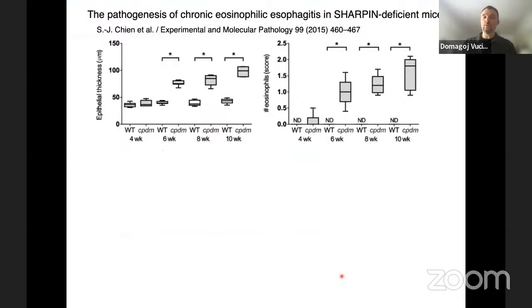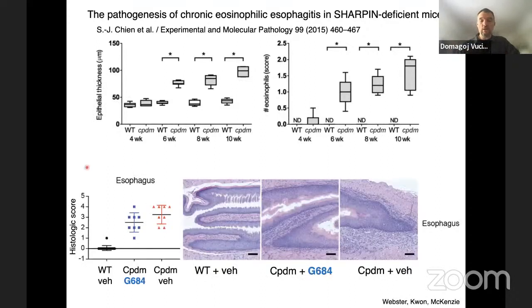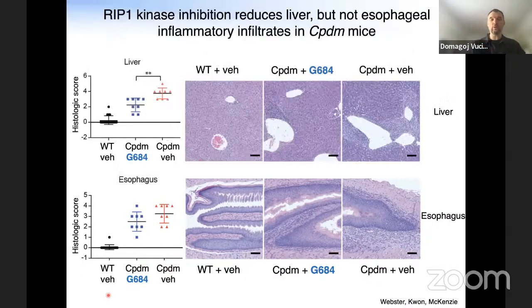eosinophilic esophagitis. That's the accumulation of eosinophils in the esophagus, thickening, and with time it gets worse and worse. So in the same mice in which we observe skin inflammation and blockade, here we see very little effect with the compound. So the RIP inhibitor has some effect, but it is not statistically significant. In addition to the esophagus, we also look at the liver. Here we see a 50% reduction, okay, in the same model. So you see the same animal in one genetic model, with different tissues affected to totally different levels. In skin, complete protection; in liver, partial protection; in esophagus, very little, if any.